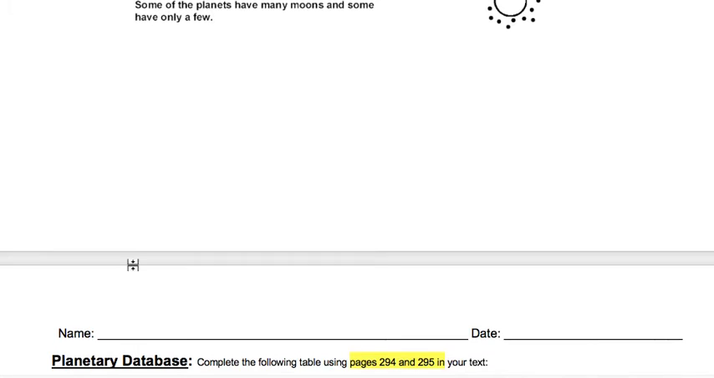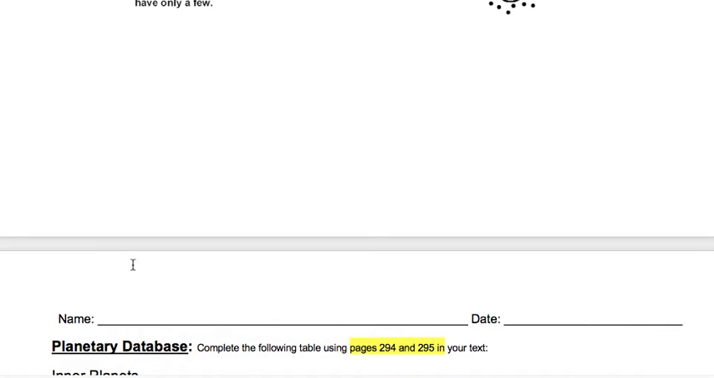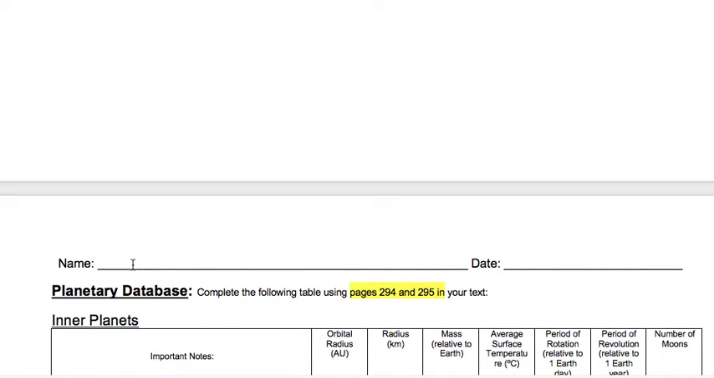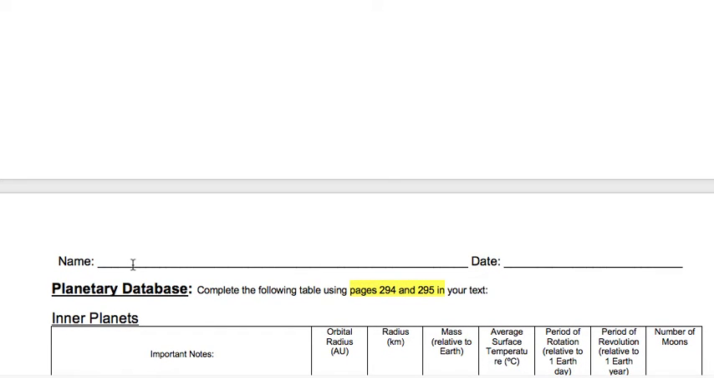In your package, I'd like you to fill out the planetary database, which is a table using pages 294 and 295 of your textbook. So you will fill in information about the inner and outer planets, such as the orbital radius, some important notes, so give a couple facts about each one. The radius, its mass relative to Earth, average surface temperature, period of rotation, period of revolution, and number of moons.